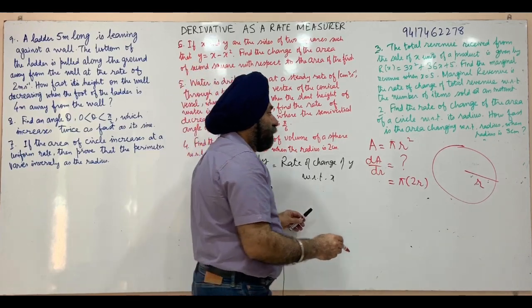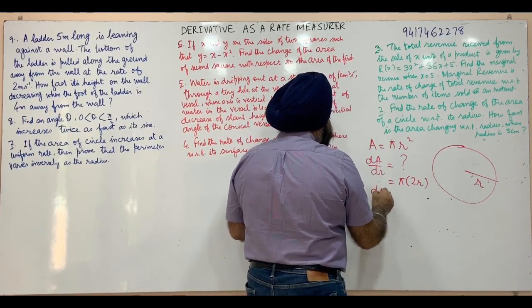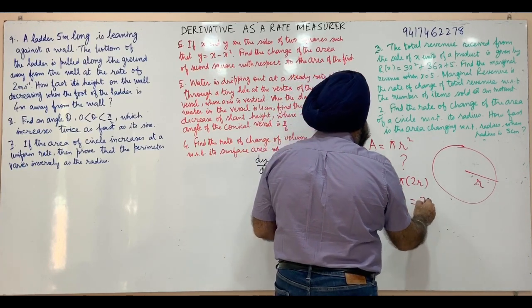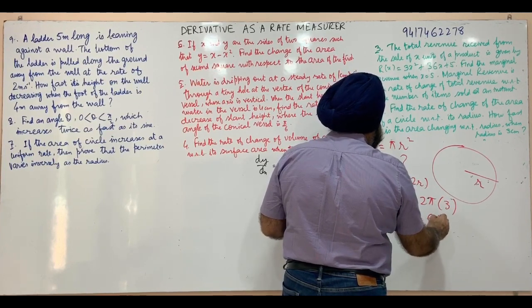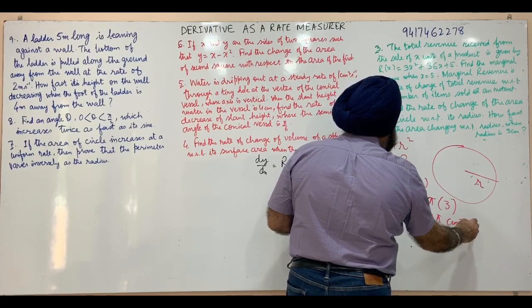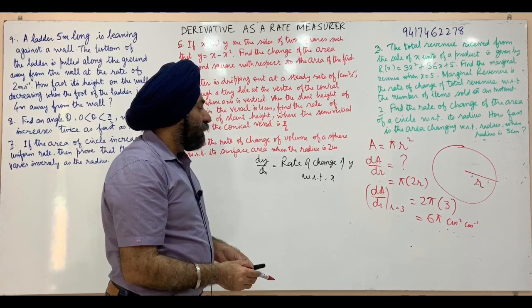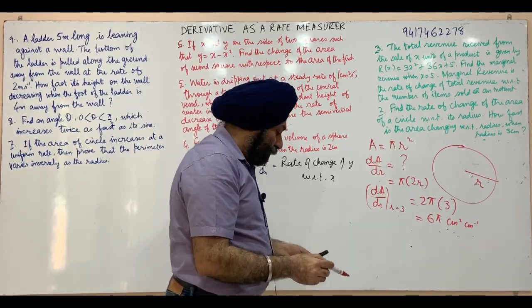Then we substitute the value of r as 3. So dA by dr, when r is 3, will be 2 pi into 3, that's 6 pi. This will be centimeter square per centimeter. You must write units: centimeter square per centimeter, rate of change of area with respect to radius.